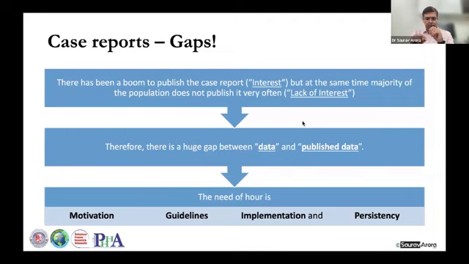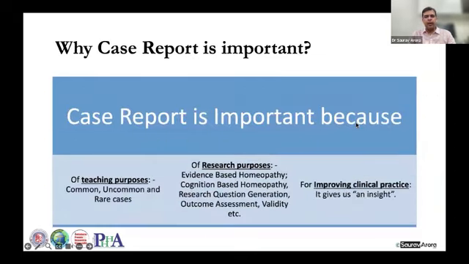We see 20 patients a day, on average 20 to 30 patients. Every homeopath in India sees that. So it means we see around 600 cases in a month, or 7,000 cases in a year. So we have that data, but we don't have published data. The need is motivation. We need guidelines, we need implementation, and we need persistency. How we will cover these points, I will come to later.